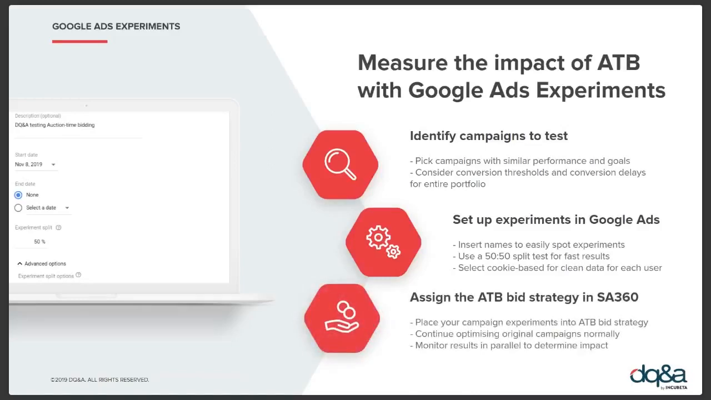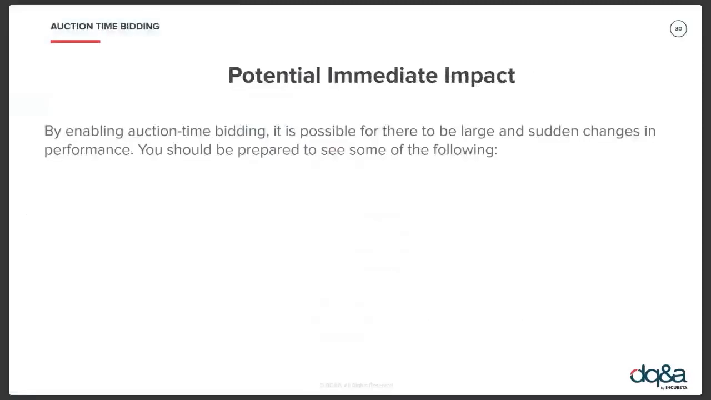Finally, once you set up your experiments in Google Ads, it's just a matter of assigning the auction time bid strategy in Search Ads 360. So you'll sync and then go into your auction time bidding bid strategy and assign the campaigns. When setting up the ATB bid strategy, you select your experiments, and you could probably filter using the naming convention you defined earlier to make it easier to pick them out. Then with the auction time bidding bid strategy live in your experiments, you can optimize your original campaigns as you normally would. Monitor results in parallel over the same period of time, and once you've gathered enough data, you'll be able to see what the impact is.